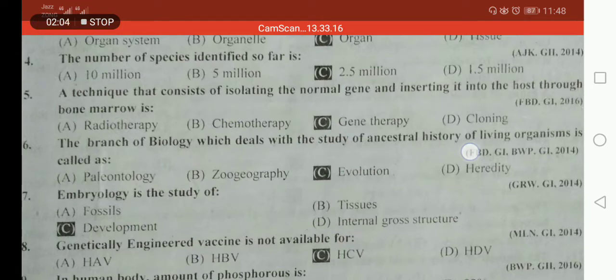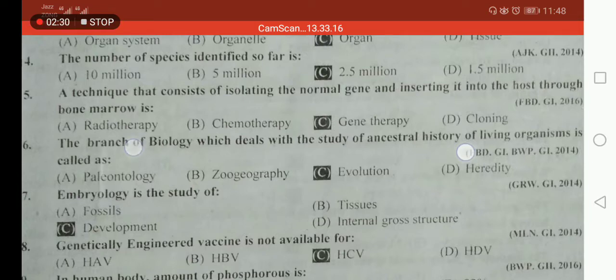Radiotherapy is the treatment of the cancerous cells through short radio waves. Chemotherapy is the treatment of the cancerous cells through the anti-cancer chemicals. And cloning is a process in which desirable organisms with the desirable characteristics are produced. It is actually a type of asexual reproduction.